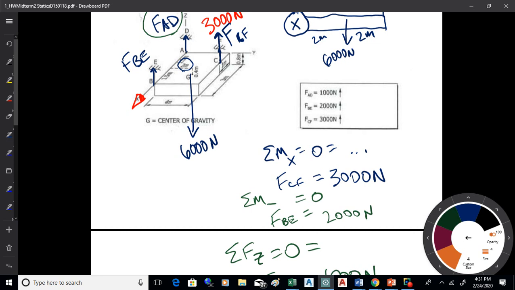So because FAD is on the y-axis when you're looking at it? Yeah. If it's on the axis, it causes no moment. It causes nothing. Okay. Good? Other questions on that? We good? All right.